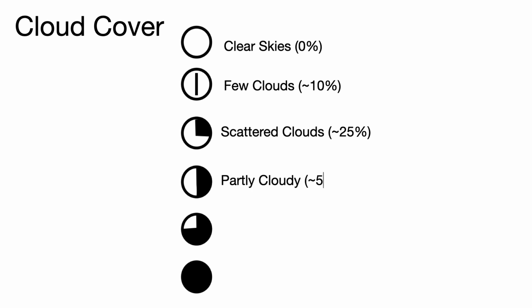You'll have partly cloudy, 50% cloud cover. Mostly cloudy, about 75% cloud cover. And lastly, you'll have overcast, or 100% cloud cover. You can use the percentages to aid you in doing this, since understanding partly cloudy or scattered clouds can sometimes get confusing when we're trying to learn this, so the percentages are probably the easiest way to go.